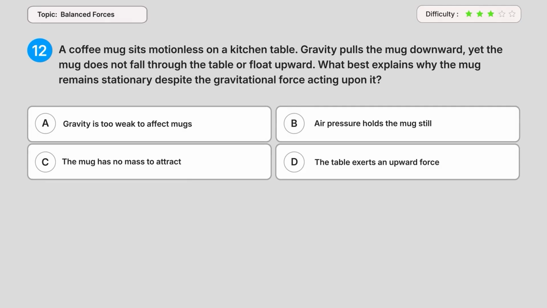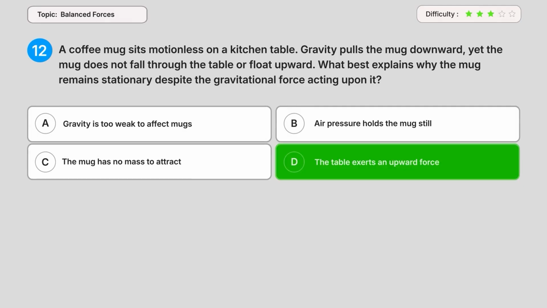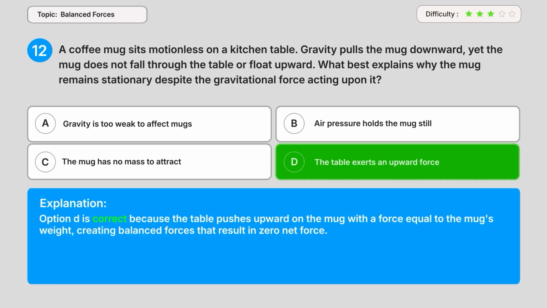Correct answer: D. The table exerts an upward force. Explanation: Option D is correct because the table pushes upward on the mug with a force equal to the mug's weight, creating balanced forces that result in zero net force.